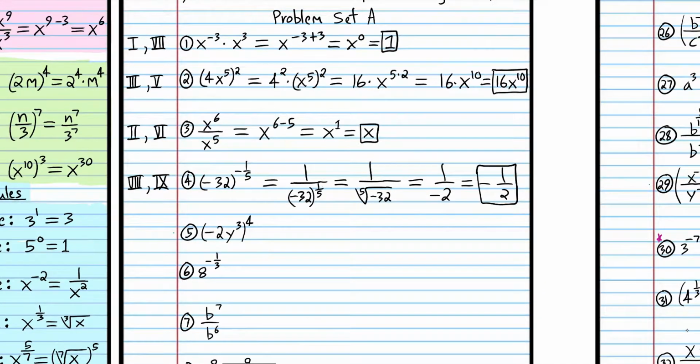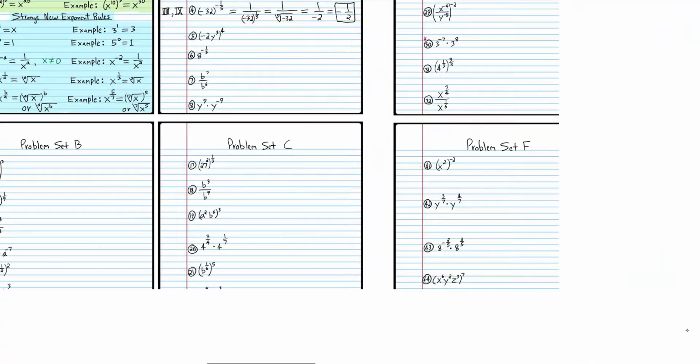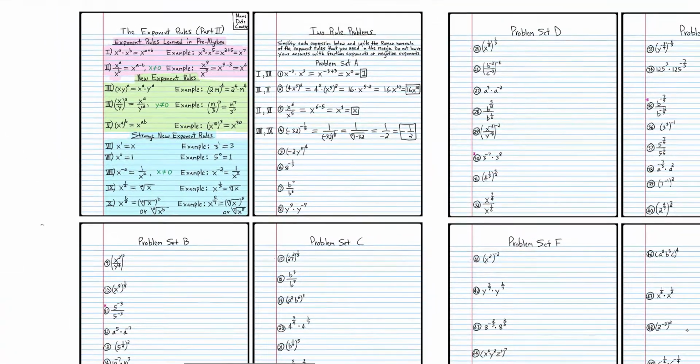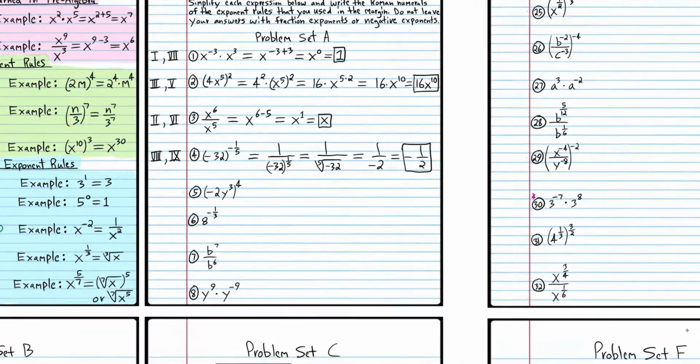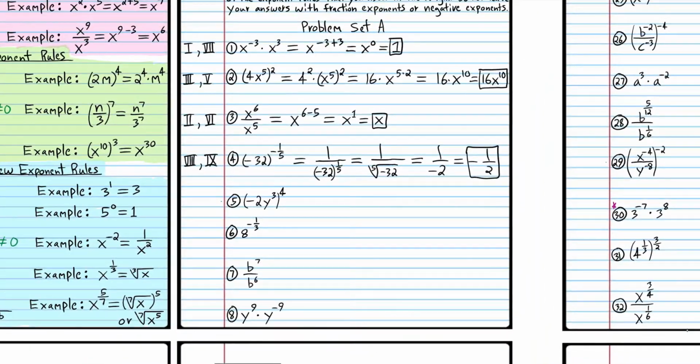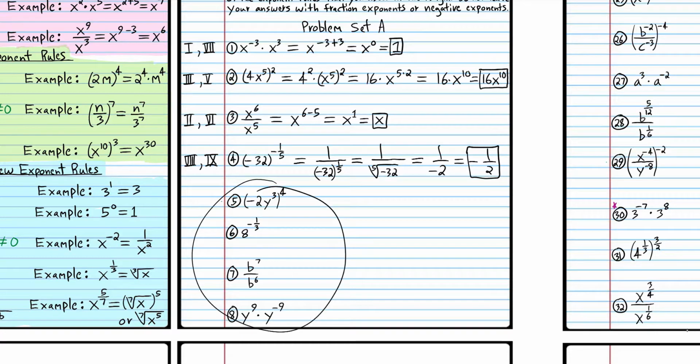So now I want you to try some problems. And what you're going to notice, you see all these problem sets? I have problem set A, problem set B, problem set C. For each one of these problem sets, the first half of the problem set I'm going to do, and then you're going to do the second half of the problem set. But what you'll notice is that the second half has problems that are very, very similar to the first half.